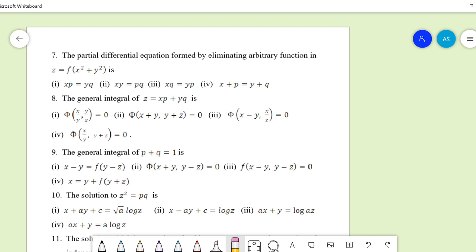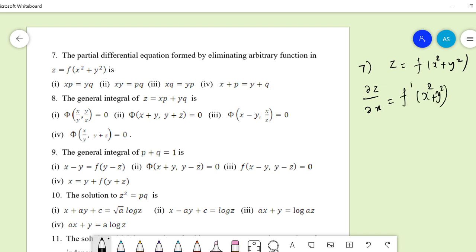The partial differential equation formed by eliminating arbitrary function. Question number 7: z equals f of x square plus y square. We have to eliminate the arbitrary function f. Dou z by dou x: first differentiate the function f, which gives f dash of x square plus y square, and then differentiate x square plus y square. Since we are differentiating with respect to x, x square gives 2x, and y square is constant, so 0. Hence p value is f dash of x square plus y square times 2x.